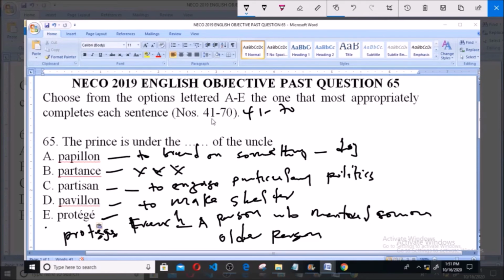So with this analysis, we can say that the prince is under the protection of the uncle. That is, he grew up under the uncle as a child, then up to adolescent stage, then from adolescent stage to adult stage or adulthood. So option E is correct.